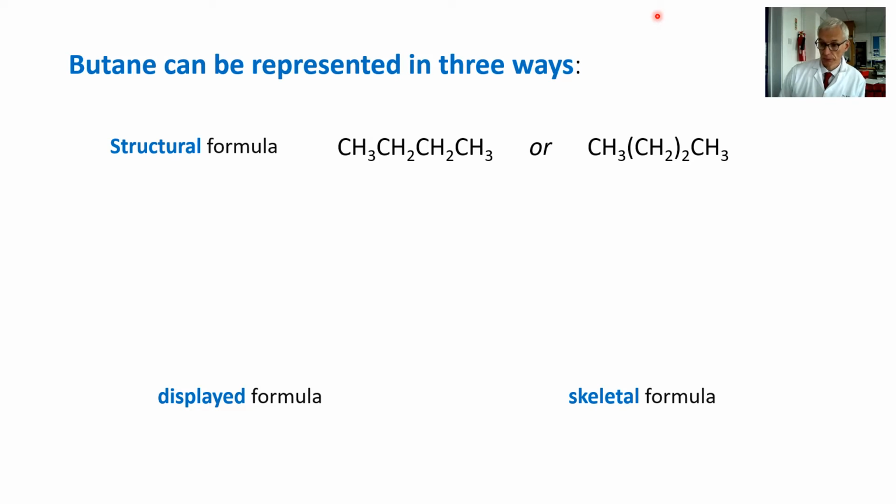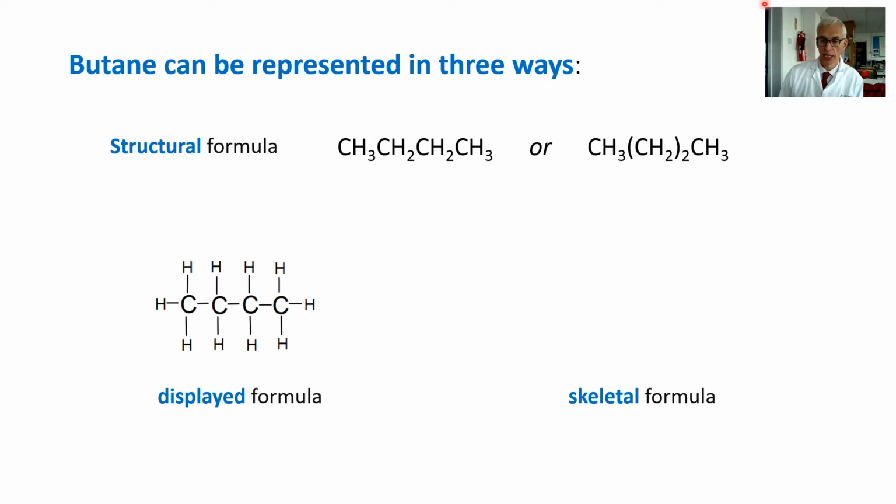Okay, so when we look at the displayed formula, what we're doing is showing all the atoms and all the bonds and the way that they are arranged. So a displayed formula shows all the atoms and all the bonds and the arrangement of them. A skeletal formula, on the other hand, does not show carbon atoms, does not show hydrogen atoms, but does show carbon-carbon bonds and any other types of atom. So we don't have carbon atoms, we don't have hydrogen atoms, we don't have carbon-hydrogen bonds, but we do have carbon-carbon bonds and any other atoms and the bonds that arise from them.